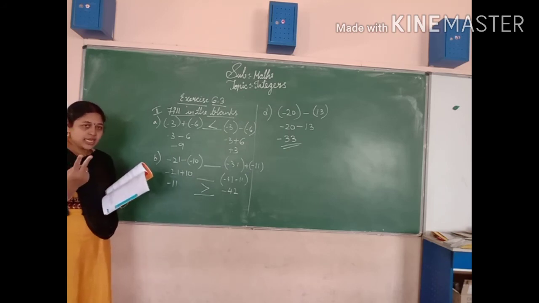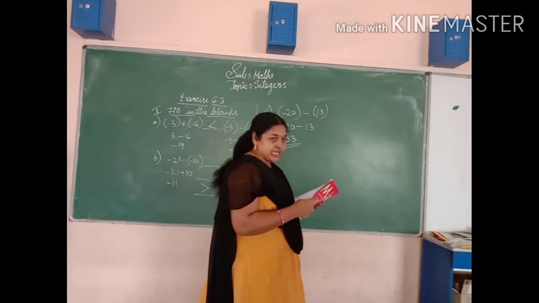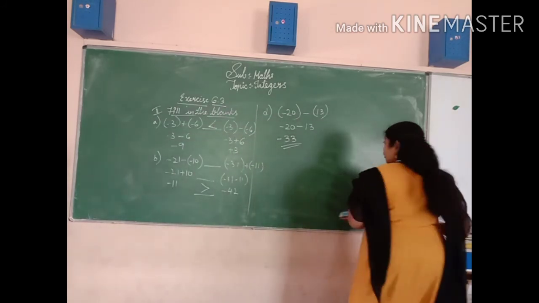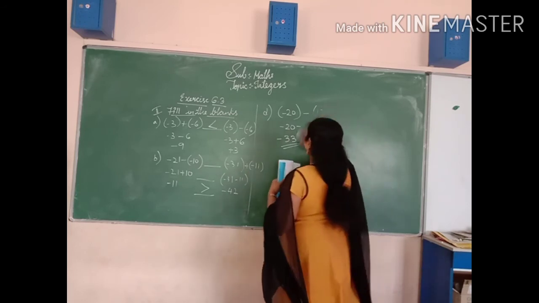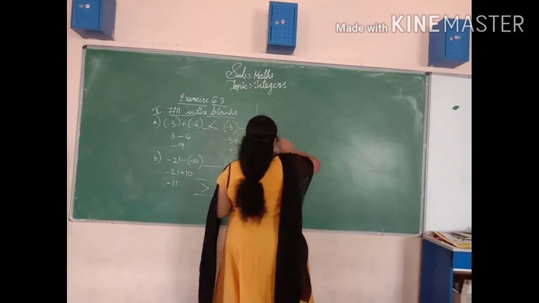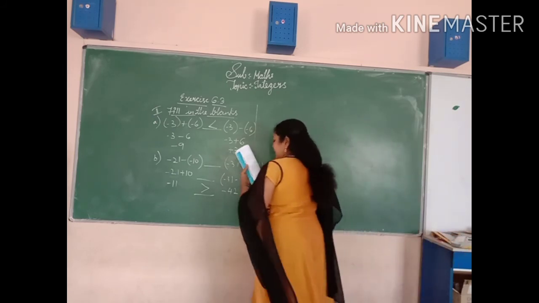So 2 more are there, as fill in the blanks. The 2 more, you solve it and let me know which is the answer. So 2 sums I have solved for you. So 2 sums you will solve on your own. Let me move on to the third main. As it says again, fill in the blanks.